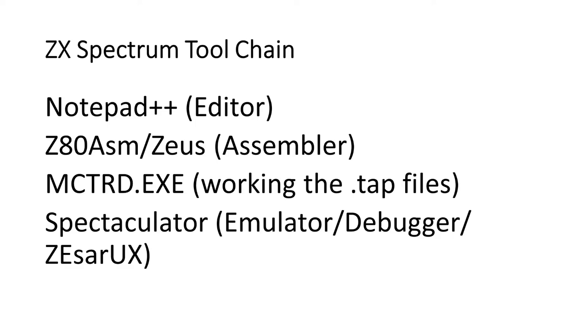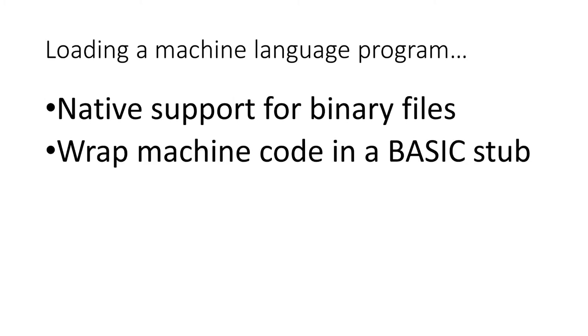You need something to take your assembled program and actually put it on a tape image. That's what MCTRD does. It allows you to take a tape image and attach files to it. And then you need an emulator. I use Spectaculator. There's other ones out there. The one at the bottom, it's pronounced Zazarix, if that's really a pronunciation. I don't know. They could have come up with an easier name. But that was my tool chain there. Just emulator, Z80 assembler, and MCTRD is kind of the glue that ties it all together.